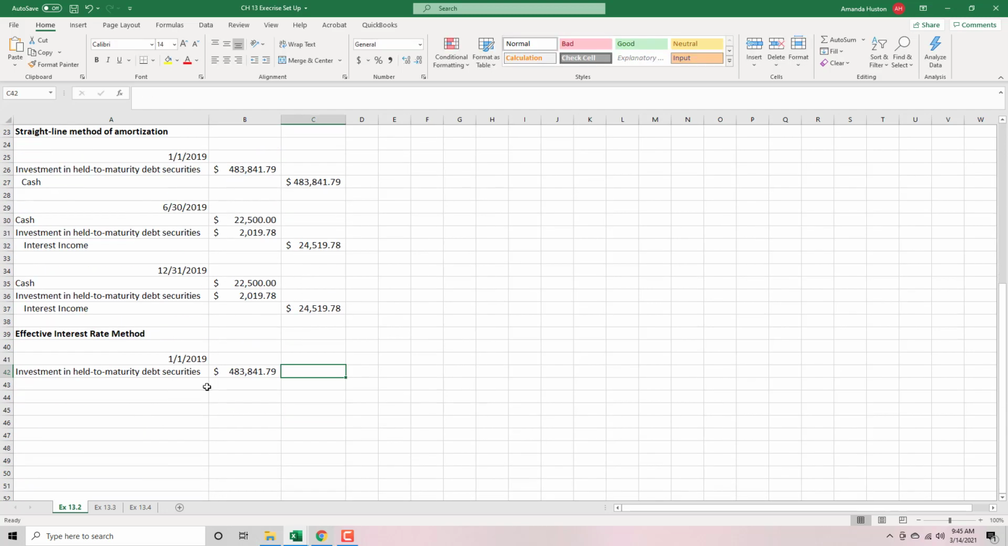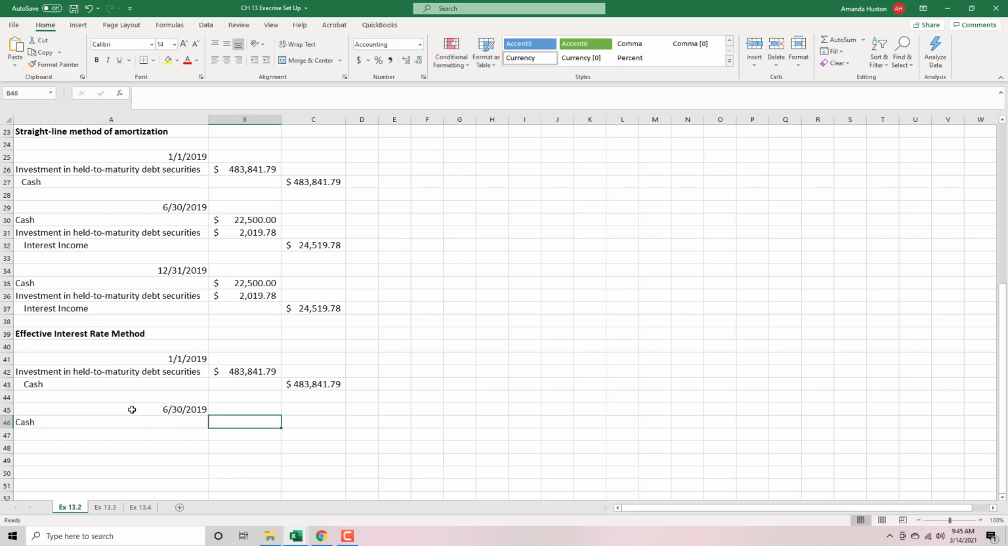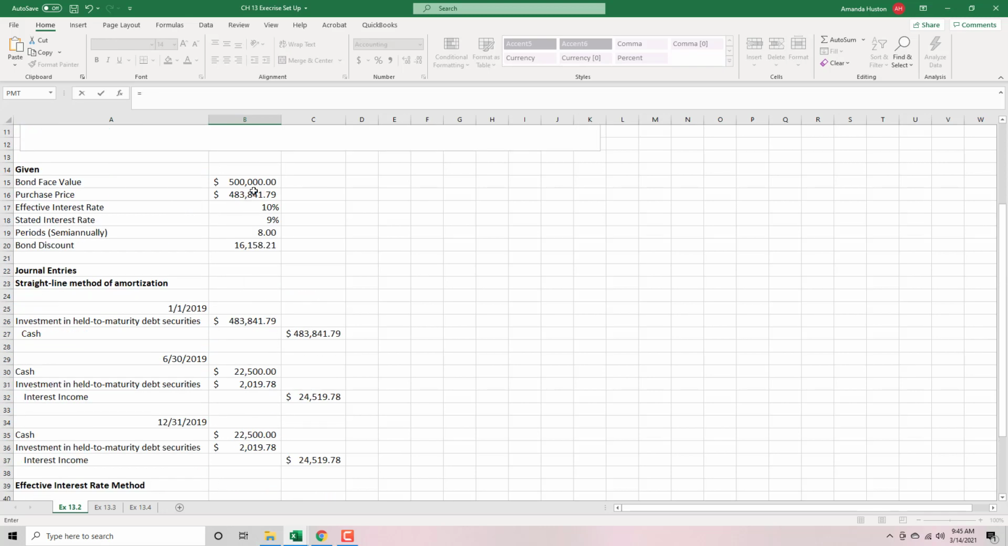Next, on 6/30, this is where the journal entry will differ because now we're using the effective interest rate method. The cash we receive doesn't actually change because the cash is paid on the bond face value times the stated interest rate times 0.5 if it's semi-annually, or the number of months the interest is covering.